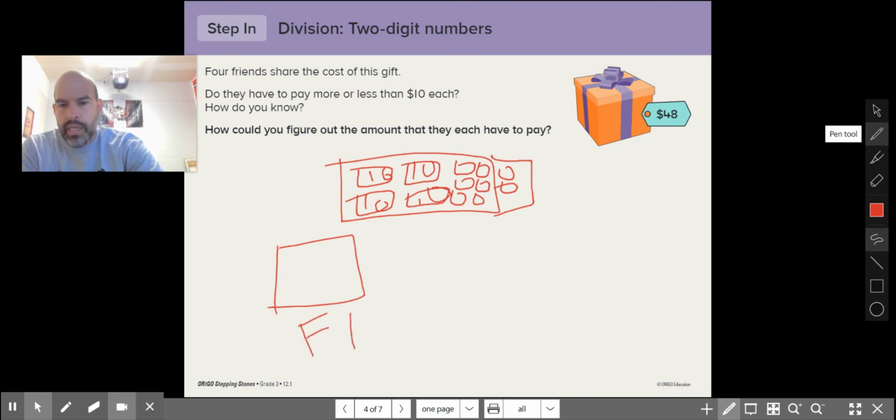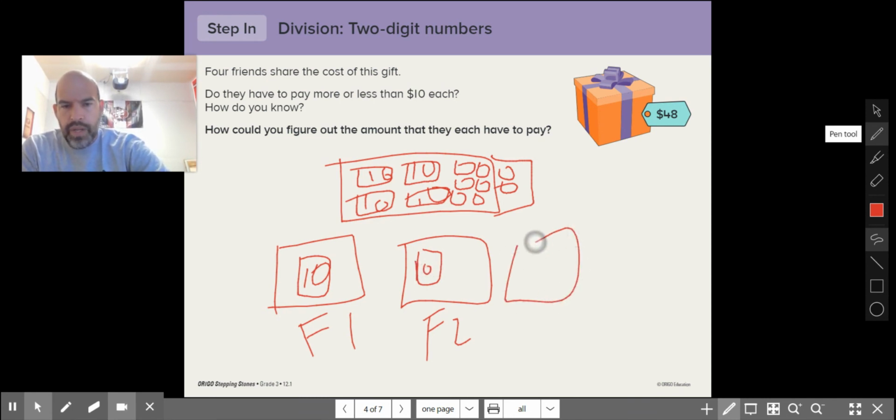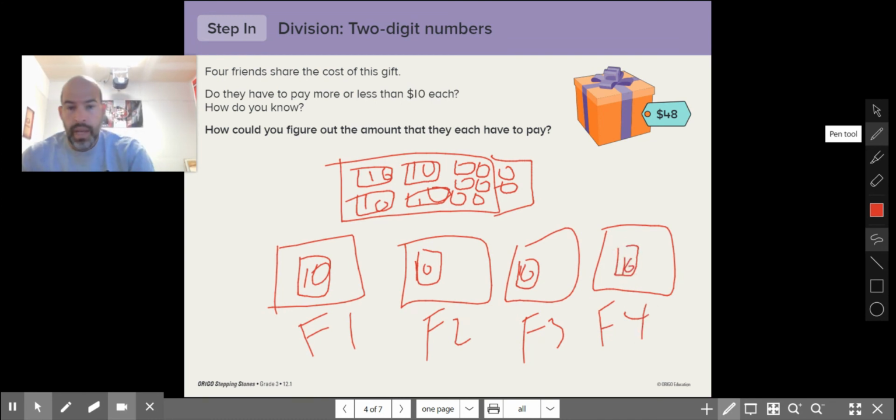So friend 1 is going to pay 10. Friend 2 is going to pay 10. Friend 3 is going to pay 10. Friend 4 is going to pay 10. Now, each of them have already paid 10. Those are the $10 bills gone. And then one more dollar, one more dollar, one more dollar, one more dollar, 2, 3, 4. So that's $1, $1, $1. And then 1, 2, 3, 4, another dollar for each of them.